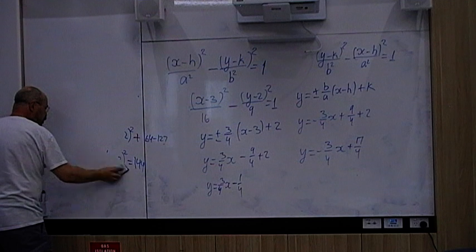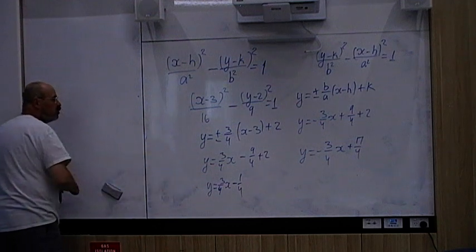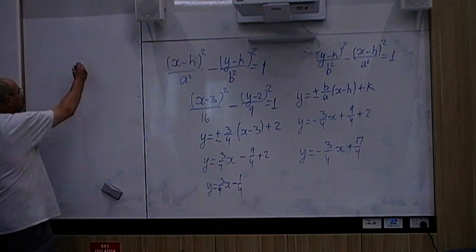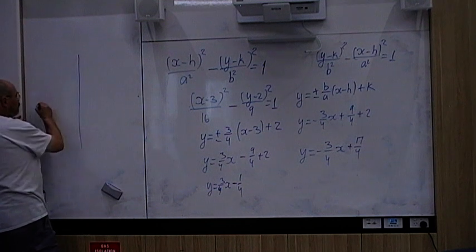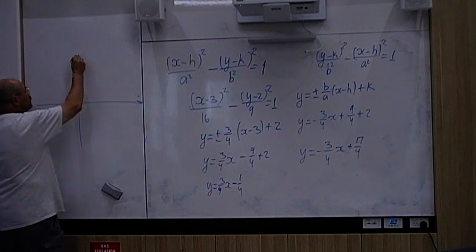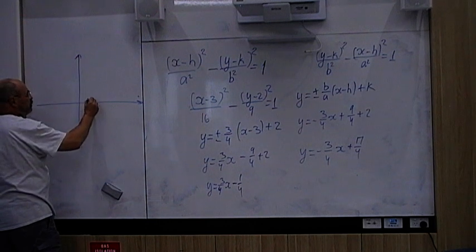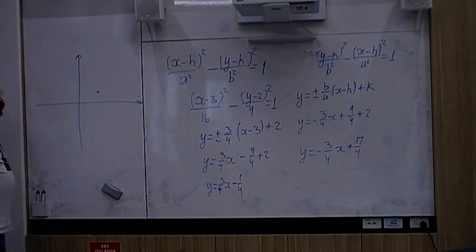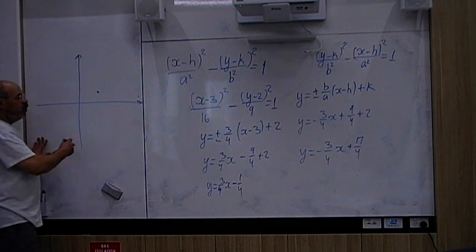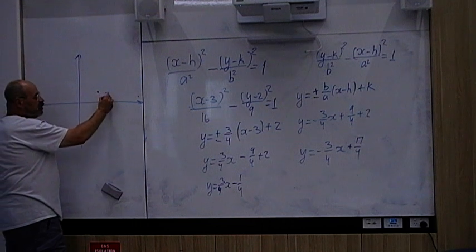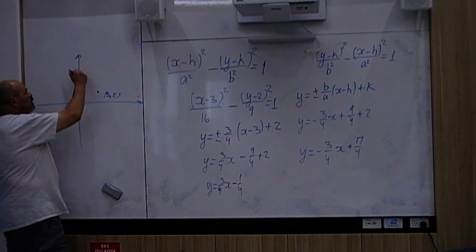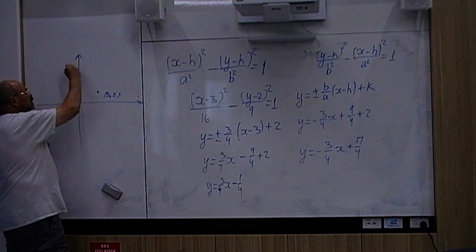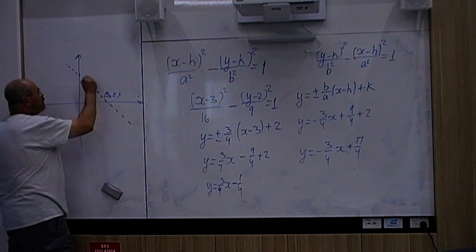Now we can sketch. We have the center, which is (3, 2), and we have 2 asymptotes. One asymptote has intercept 17 on 4, which is about 4.25, so it will be here. This is one asymptote.